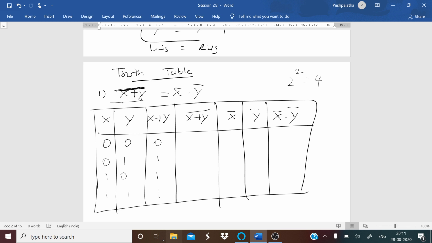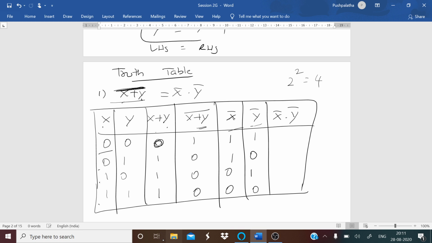X plus y the whole bar means the opposite of x plus y. That is, if this is 0, this becomes 1. 1 means 0. Opposite of 1. Okay. In the same way, now you take the value of x bar, the complement of x, that is the opposite of x. If x is 0 here, x bar becomes 1. 0 means 1. 1 means 0. In the same way, go for y bar also. Take the opposite of y. 0 is 1. 1 becomes 0.